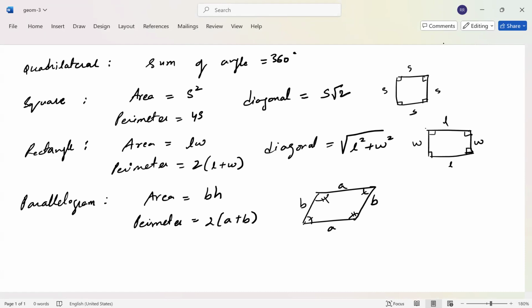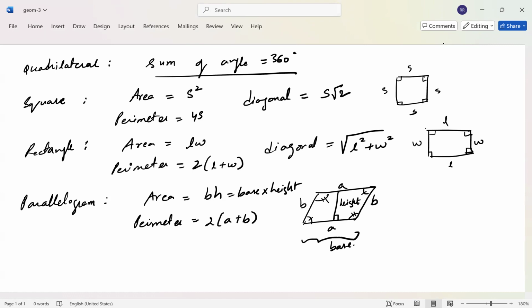Now, base into height is the area. If you consider this side as the base, then the perpendicular distance between these two parallel lines, that would be your height. So for square, rectangle, and parallelogram, for everything, all the quadrilaterals, sum of the angles would be 360 degrees itself.